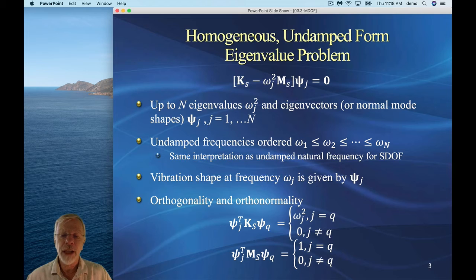So the orthogonality property is when j is not equal to q. So when psi j transpose Ms psi q, j not equal to q, we see that's equal to 0. And similarly for Ks. So that reflects the fact that these eigenvectors are mass orthogonal and stiffness orthogonal. Finally, when in the psi j transpose Ks psi q, when j is equal to q, we see that's equal to the natural frequency.